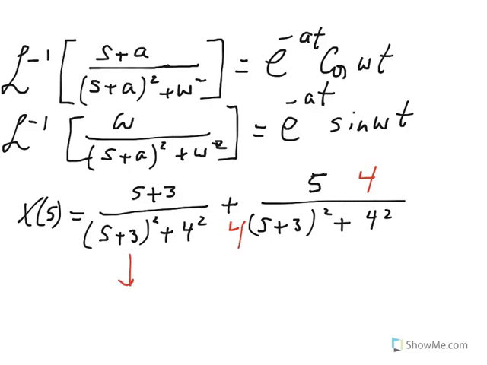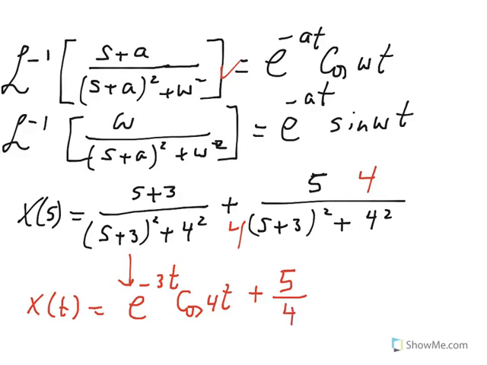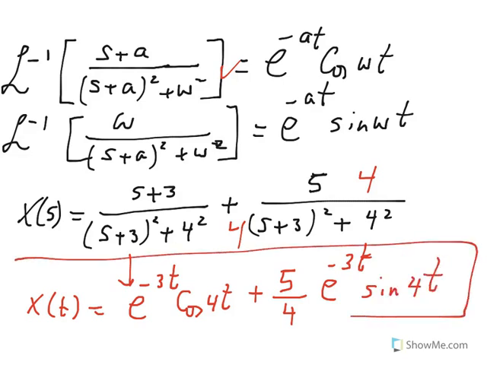So this goes back to the time domain. Your function in the time domain now becomes e to the minus 3t cosine 4t, right? Based on this. And then look, I'll now make this a 5/4, and this would become also e to the minus 3t sine 4t, the same frequency. So this is the outcome.